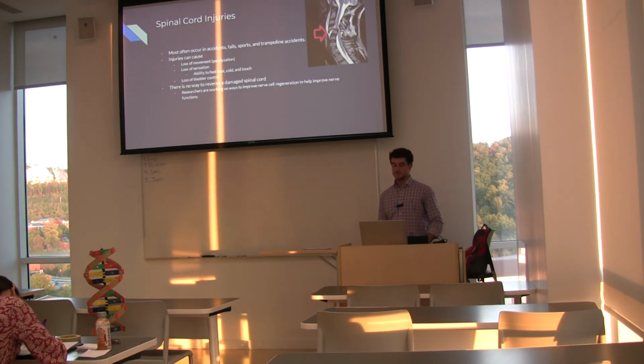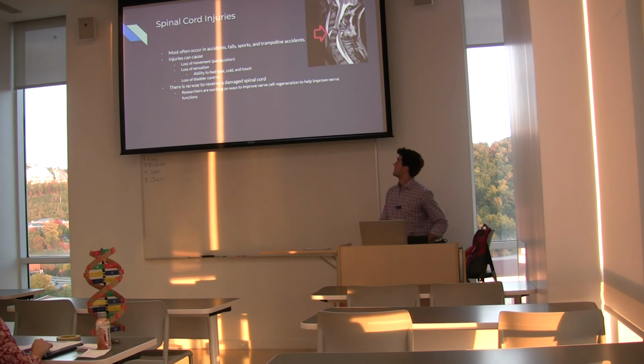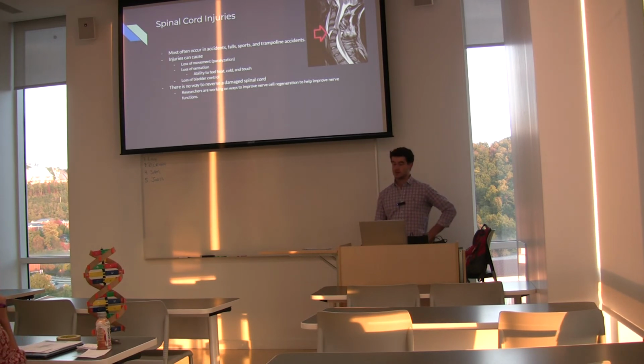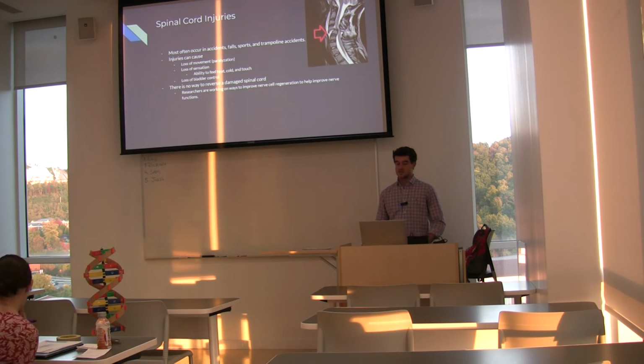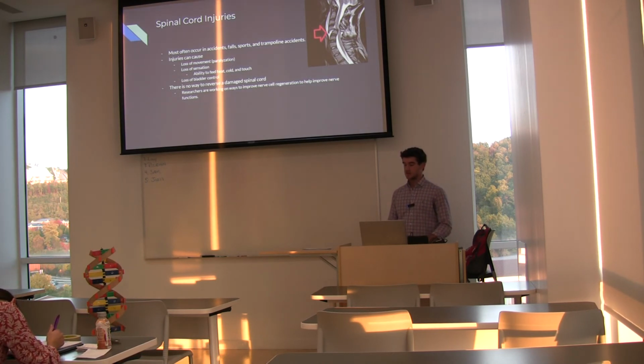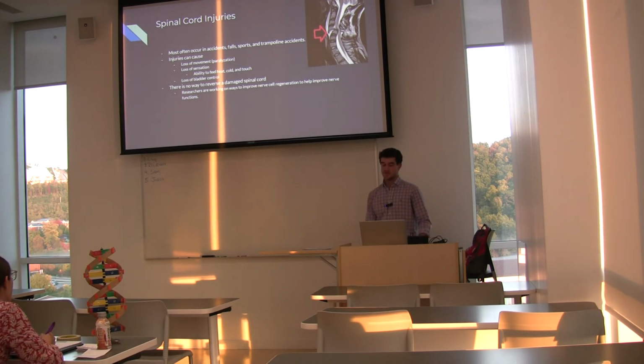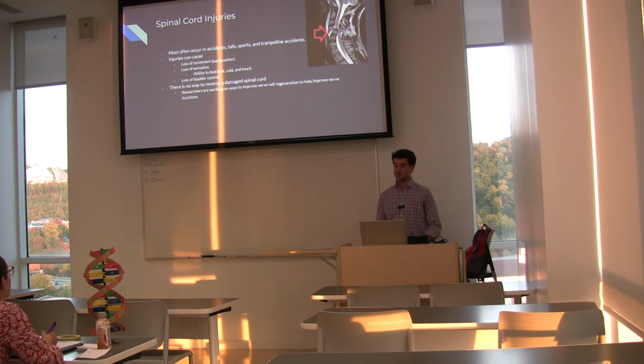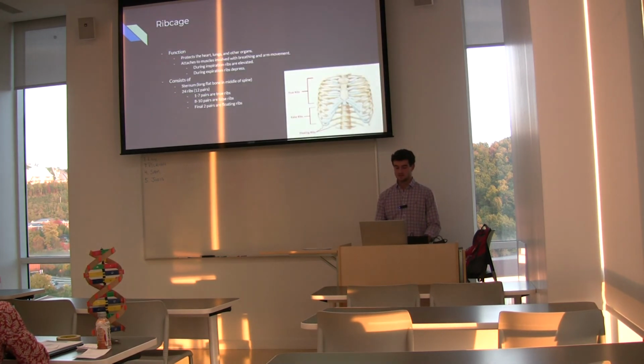And then some spinal cord injuries, they most often occur in accidents like car accidents, falls, sports, and randomly, trampoline accidents. Injuries can cause loss of movement or paralyzation, loss of sensation, things like your ability to feel heat, cold, and touch, and loss of bladder control. And there is no way to reverse a damaged spinal cord. Researchers are working on ways to improve it, but all they can seem to figure out is ways to improve nerve cell regeneration to help improve different nerve functions in the spine.